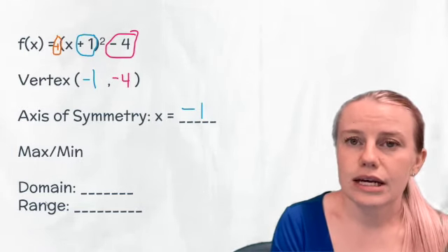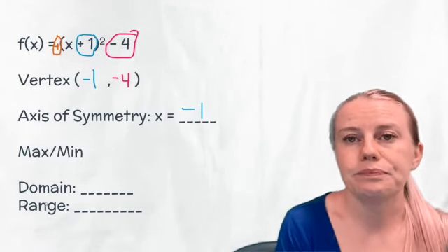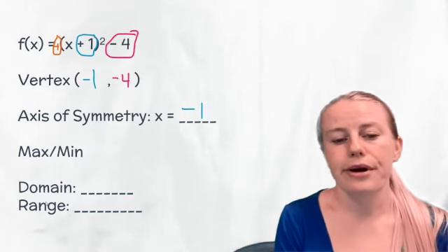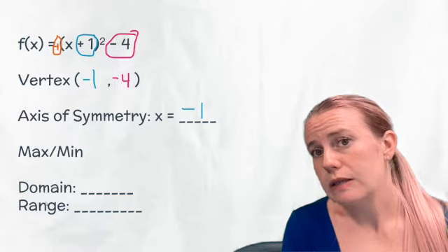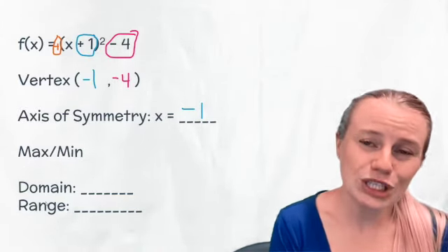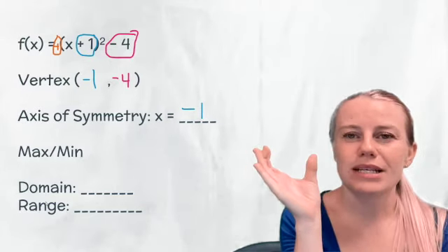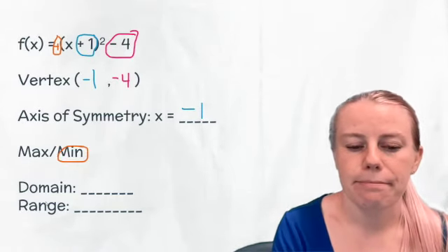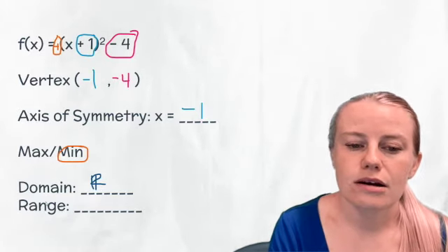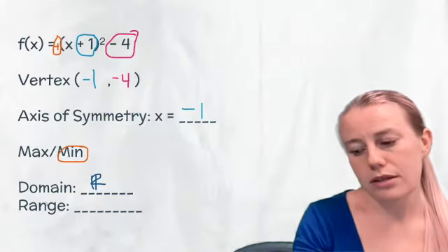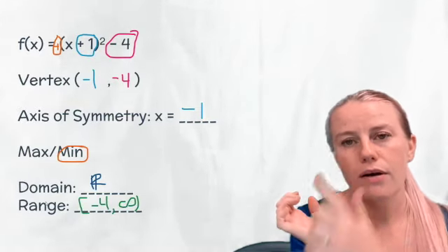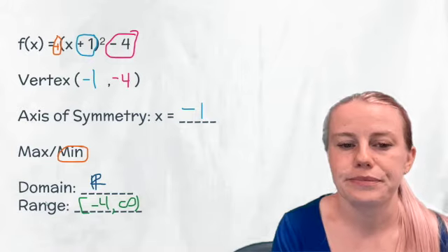There is no negative sign in front. Remember, our a here is going to be 1 because there's not a number, and there's not a negative sign, so there is a positive sign here. It is positive 1, which means that it opens up, which means that we have a minimum. Our domain, of course, is the same. And our range, we're opening up, so it's going to go from the y of the vertex, negative 4, all the way up to infinity.